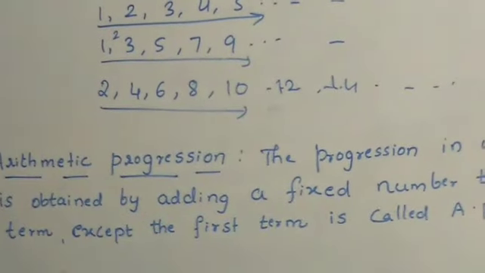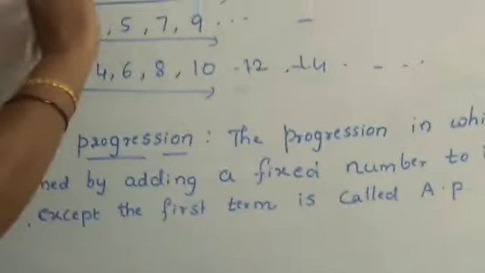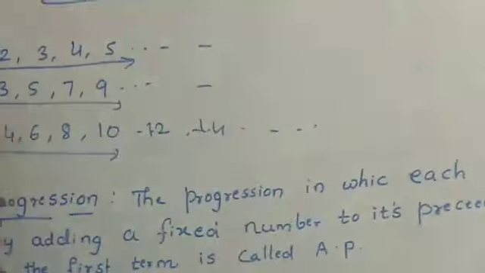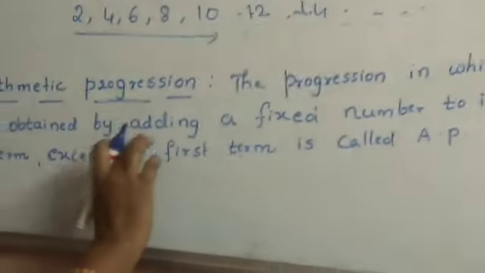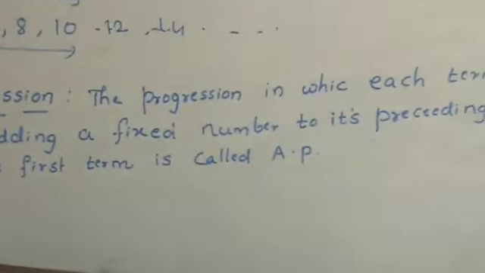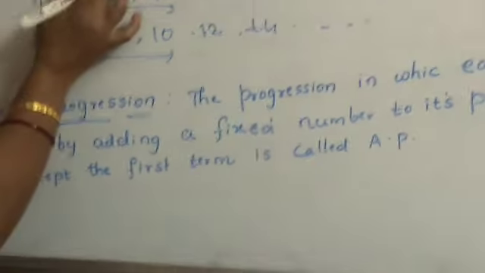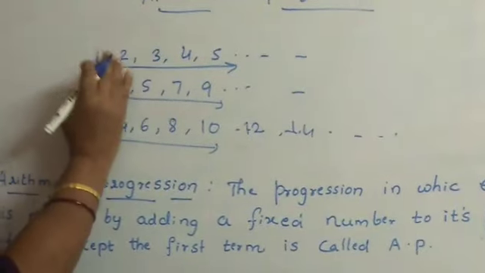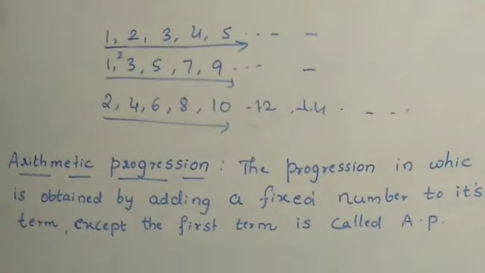Then what do you write? The progression in which each term, these are the terms. This is the first term, second term, third term, fourth term, fifth term, like that. The progression in which each term is obtained by adding a fixed number to its preceding term. Means for 2, I am adding 1, so we are getting 3. For 1, I am adding 1, so we are getting 2. For 2, again I am adding 1. Means for the preceding term, I am adding a fixed number, so I am getting the next terms.